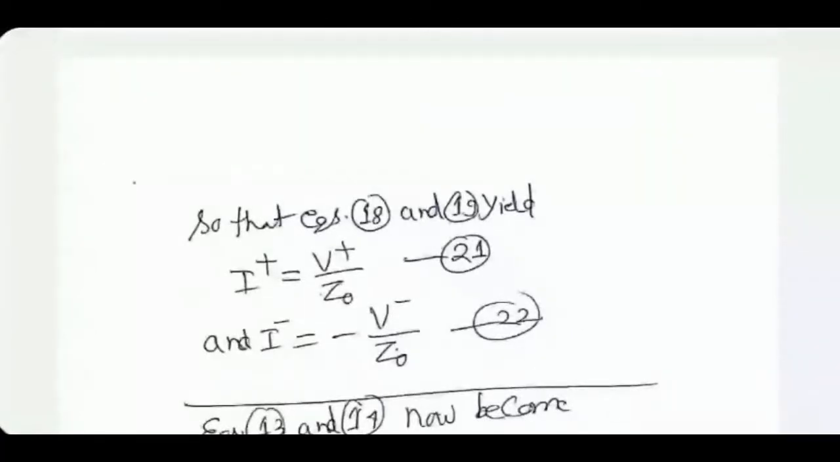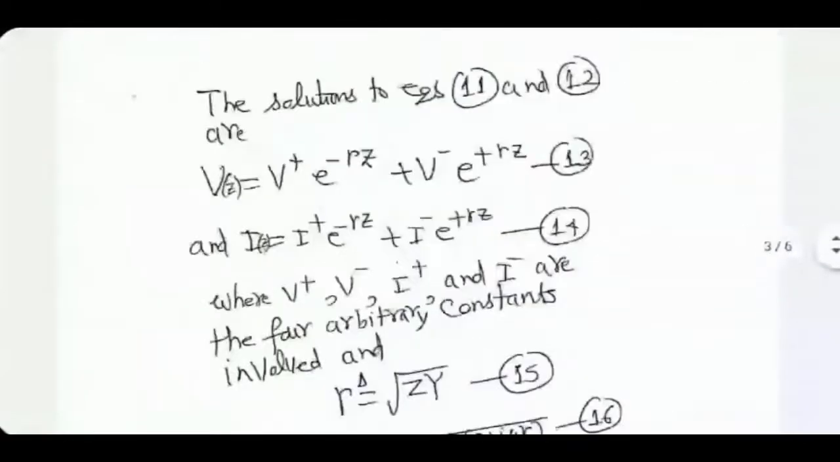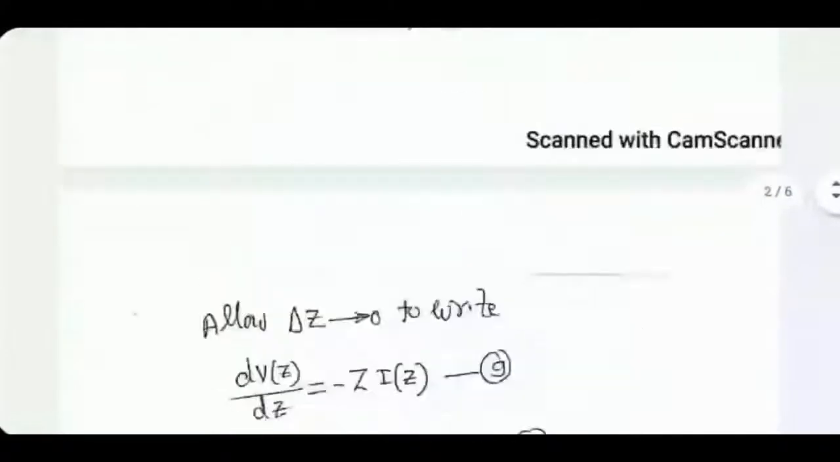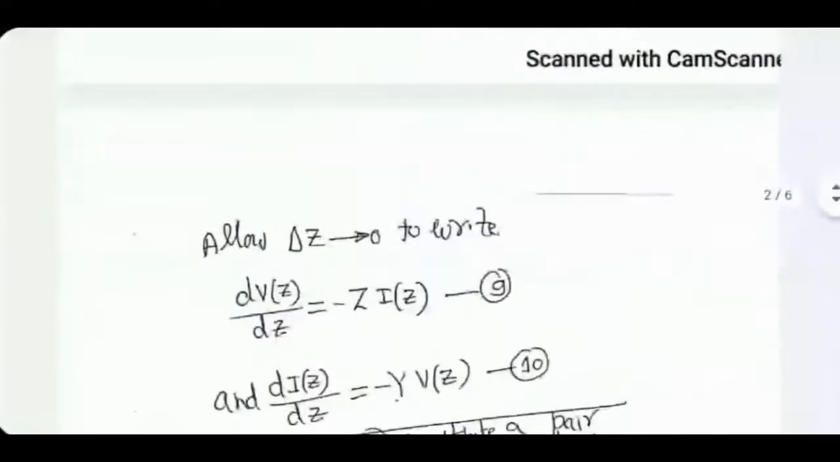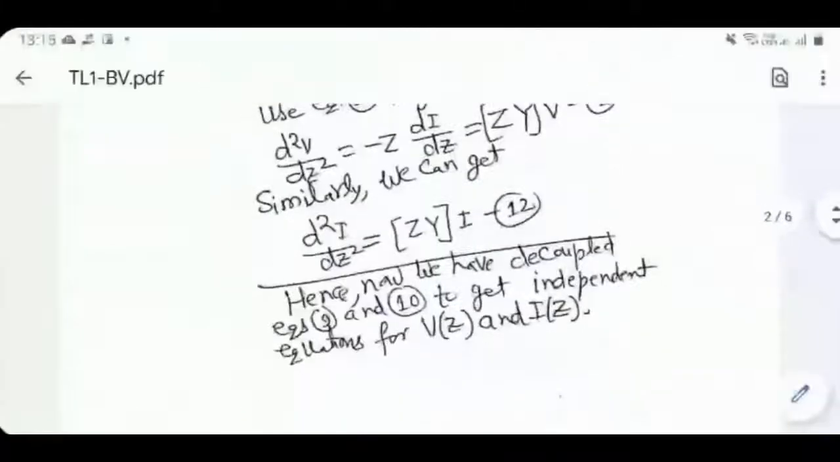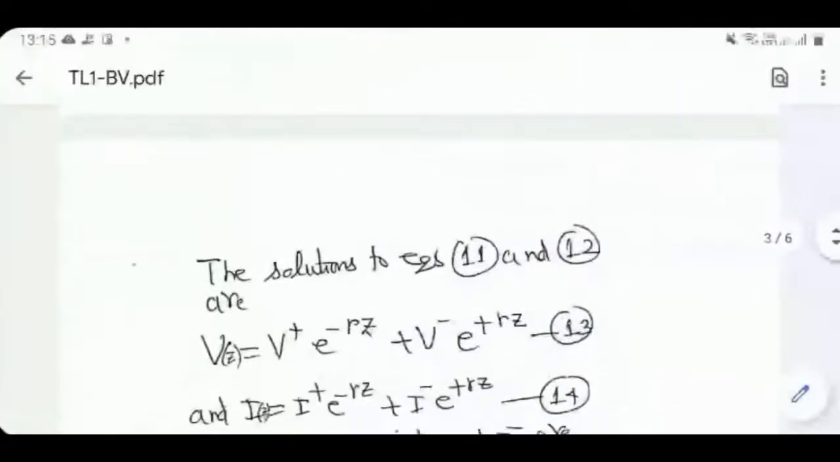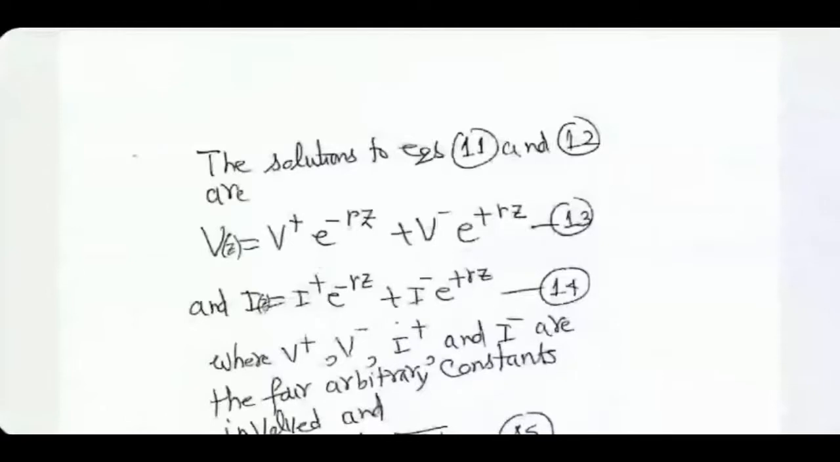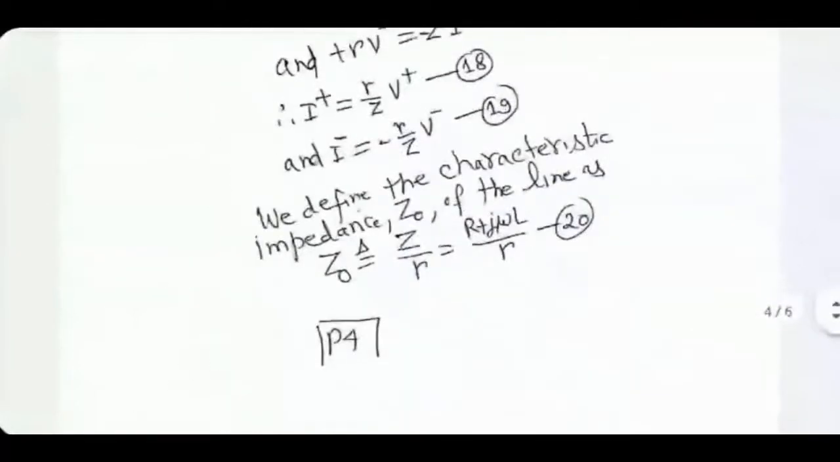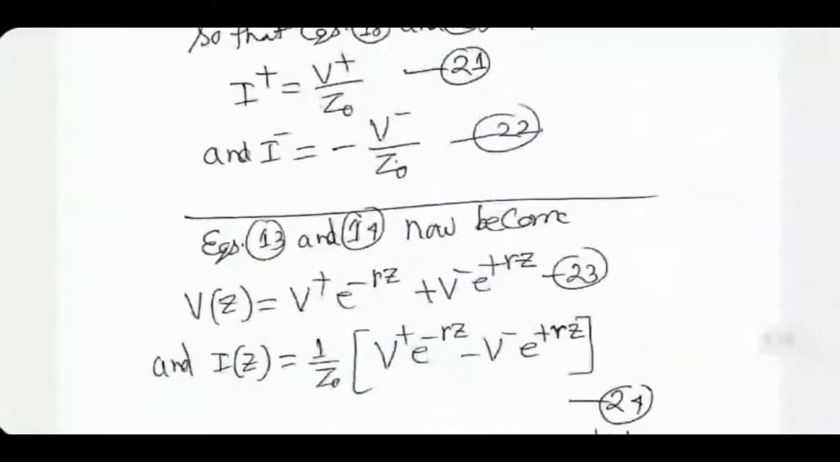So I plug these two into the equation for I, which is equation 14, and take 13 also with me. I finally get two equations for voltage and current along the length of the line, and only two arbitrary constants are remaining now. Other two have been related to the remaining two.